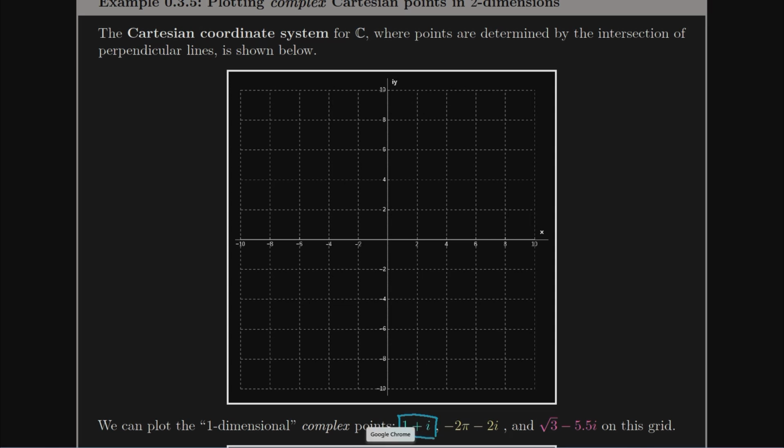We can think about the first one as 1 plus i, where there's my origin. 1 is saying I'm moving 1 unit, keep in mind that's real, 1 unit in the real direction, and then 1 unit in the imaginary direction. Similarly, I've got my negative 2 pi minus 2i, and that's going to look the same, where I come out to negative 6.28 over here, and then down 2 units in the imaginary direction. And then my third one, root 3 minus 5.5i. Root 3 is still about 1.7, so I go 1.7 to the right and 5.5 down. And we end up there. And so these are 3 complex points plotted in the complex plane.